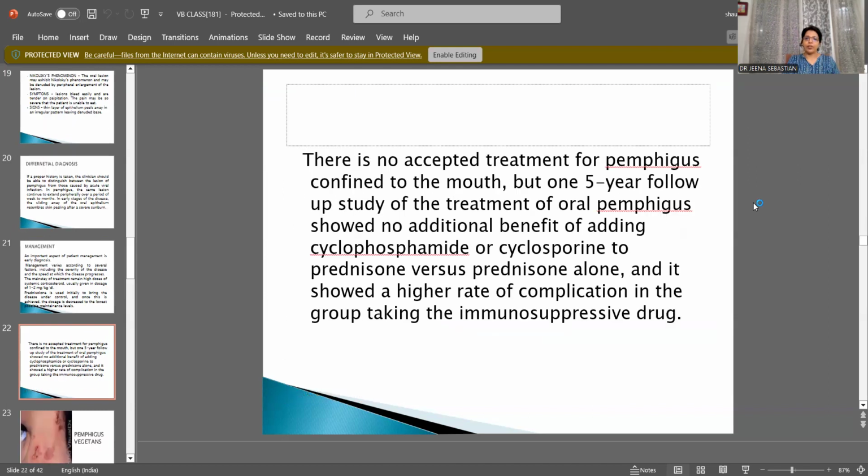There is no accepted treatment for pemphigus confined to the mouth, but a 1 year follow-up study of the treatment of oral pemphigus showed no additional benefit of adding cyclophosphamide or cyclosporin to prednisone versus prednisone alone, and it showed a higher rate of complications in the group taking the immunosuppressive drug. So the mainstay of treatment now is prednisone, and this is a chronic skin disease, so it takes time to resolve and it appears in cycles also.